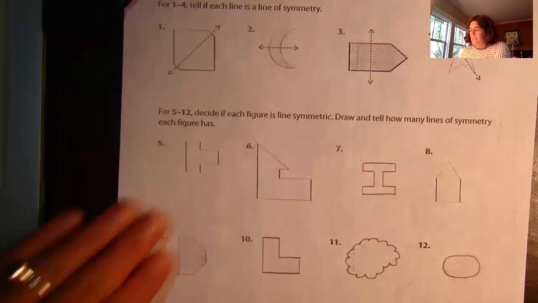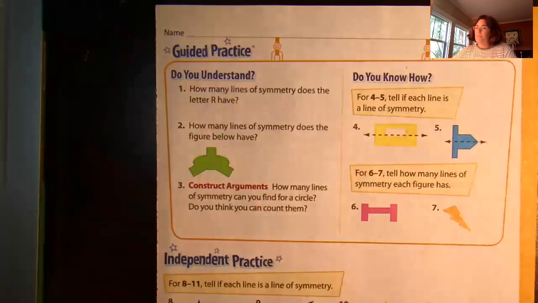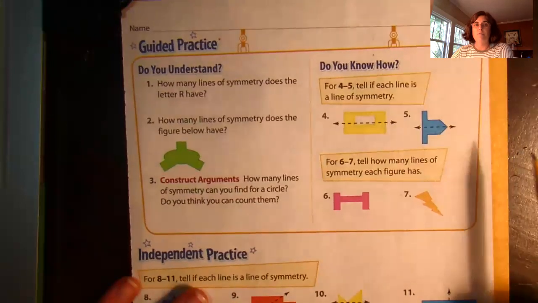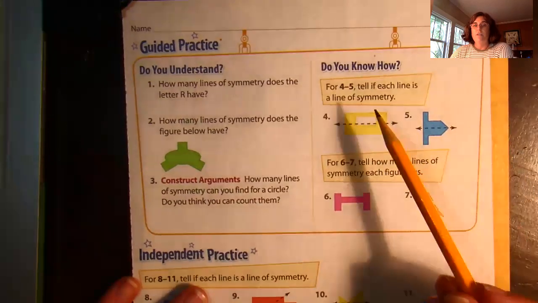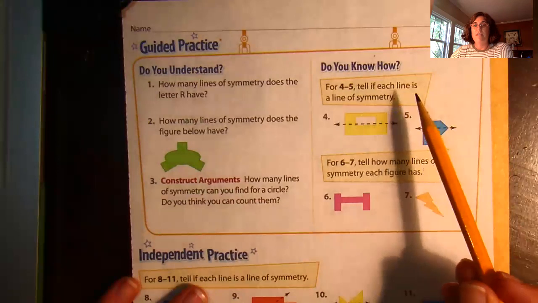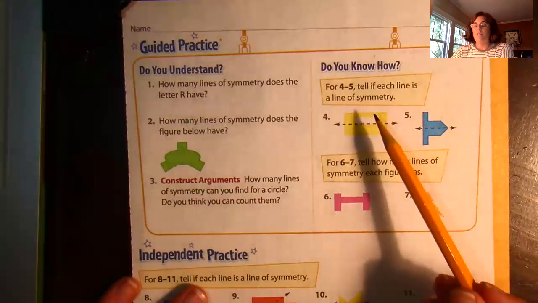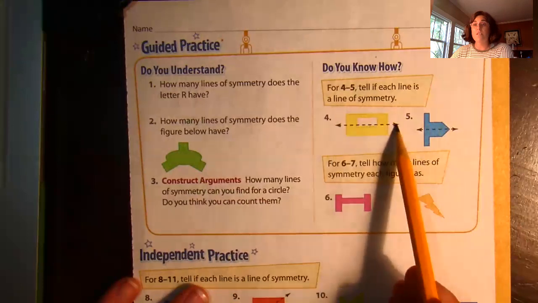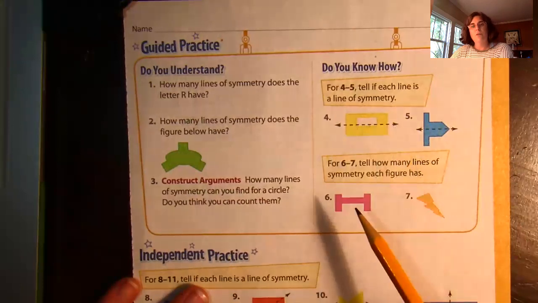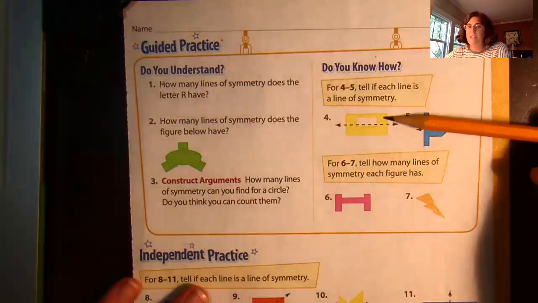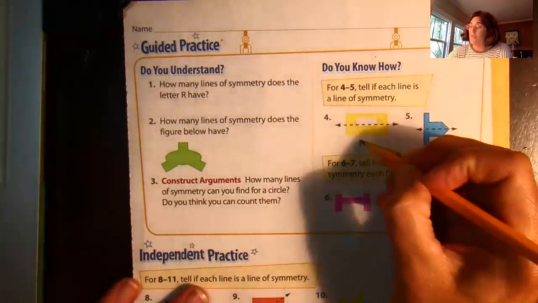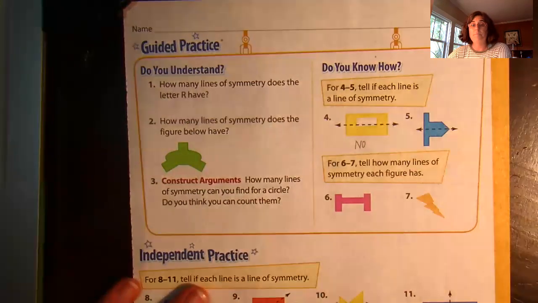All right, and let's take a look at a few problems. All right, so we're going to do these problems way up here. Numbers 4 and 5. Tell if each line is a line of symmetry. Okay, so take a look. This is our line of symmetry. Remember, that's where the fold is going to be. You can think of it as mirror images. Is this side the mirror image of that side? No, they aren't. They're not exactly the same. So the answer would be no for number 4.